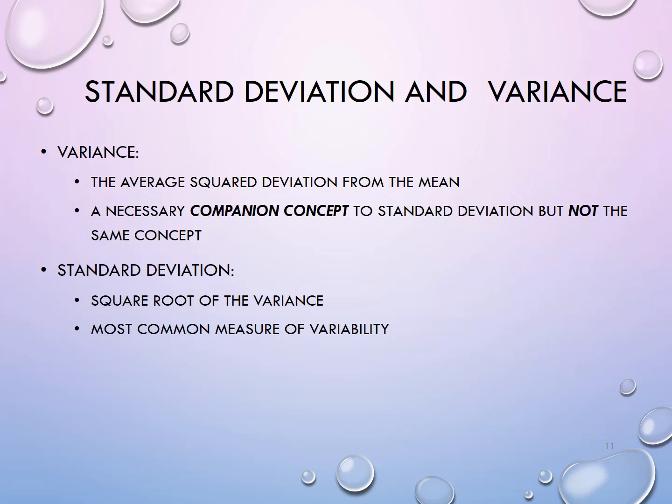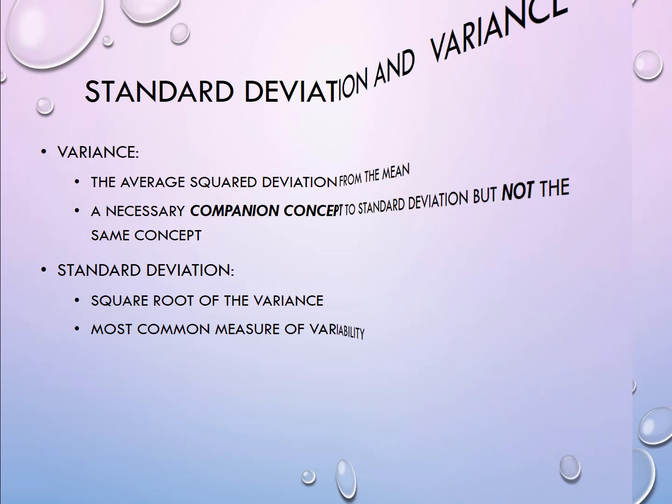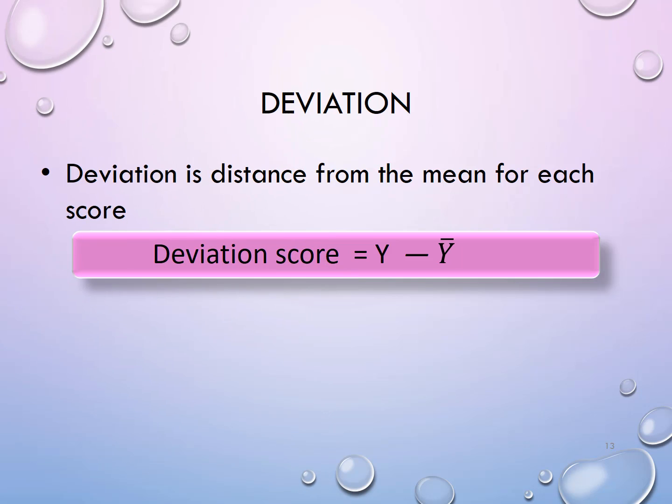I would like to explain the concept of deviation and variance first. Deviation is the distance from the mean for each of the scores. So the deviation score is the score minus the mean. This way we see how far the score is away from the mean, right? We just subtract the two.